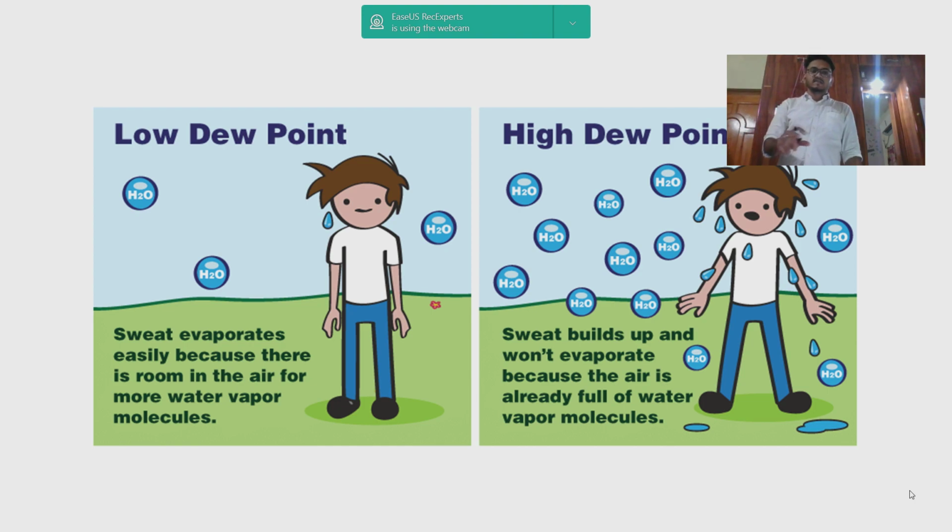If the air temperature matches the dew point, the air is saturated and it cannot hold more moisture. If the air temperature increases, the water evaporates faster and condensation doesn't form. In this picture, you can see low dew point, where there is no room for air to hold more water vapor molecules. But in high dew point, the water molecules will be higher.